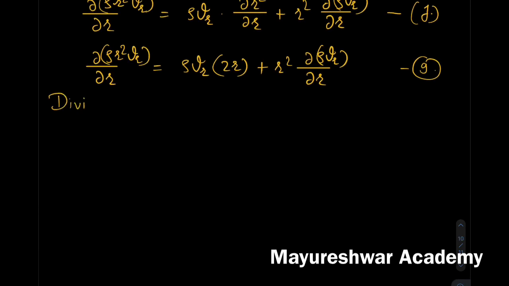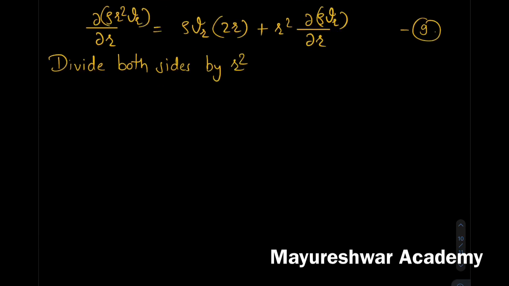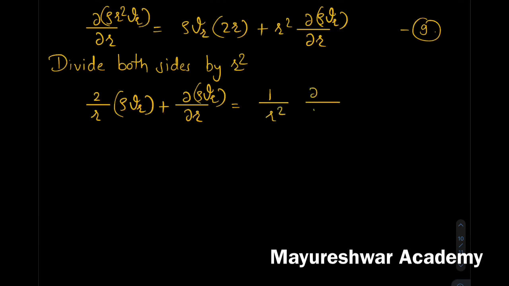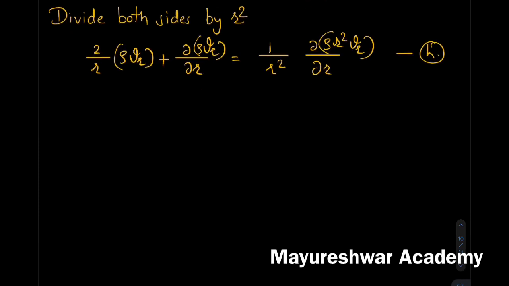So this left side is equal to rho vr into 2r plus r squared into this term as it is. So we can directly use this and divide both sides by r squared. So this will be 2 over r rho vr plus partial over partial r of rho vr, which equals 1 over r squared into partial over partial r of rho vr r squared. Okay, so this is equation H.